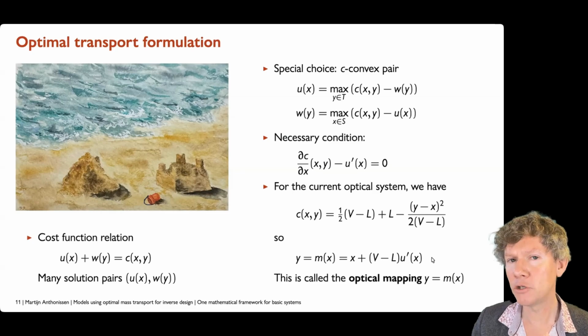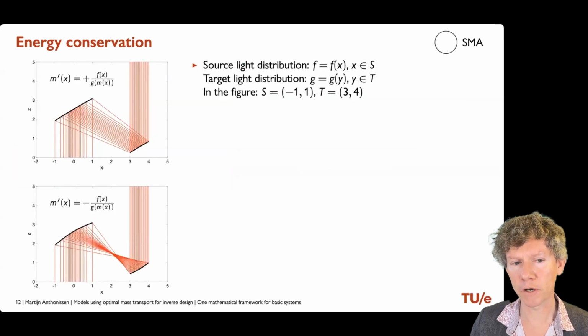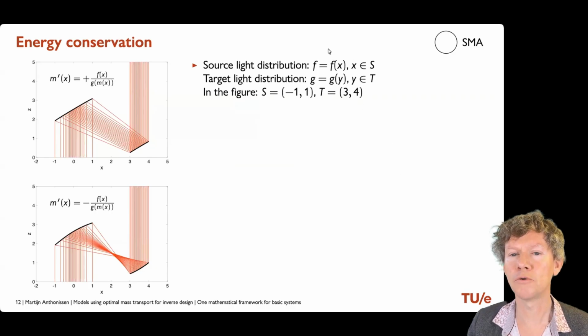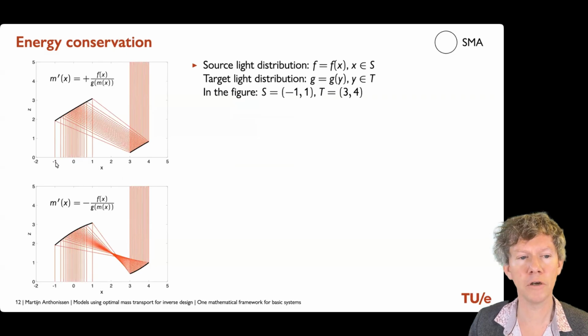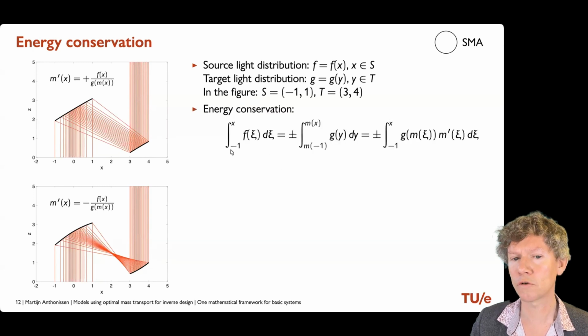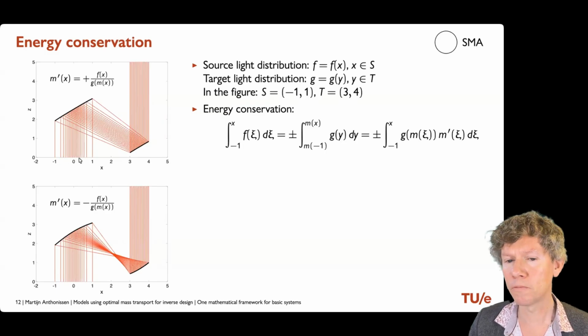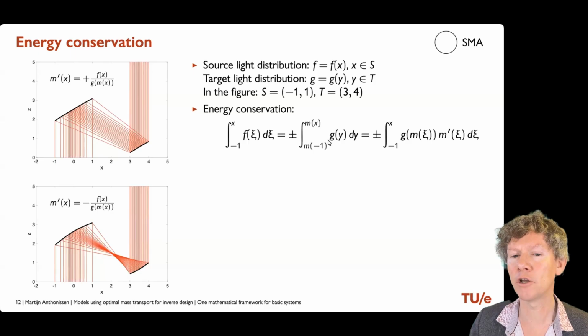There is one thing I didn't use yet, which is energy conservation. So here what you see is I have a source light distribution F, target light distribution G. In my figure, S is here from -1 to 1. T is from 3 to 4. And now if I integrate in the source from -1, the left side, to some point x here in this interval, I would like it to be the same as where I end up at the target.